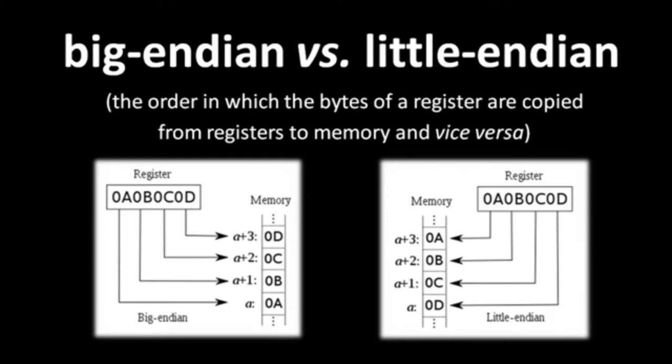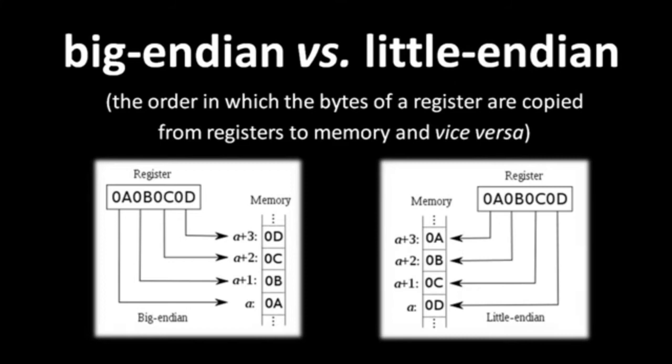As a binary number, 0A is the most significant byte, the byte representing the most significant digits. The question is, when we copy the register contents to some address n in memory, do we copy the most significant byte 0A to n, 0B to n plus 1, 0C to n plus 2, and 0D to n plus 3, or do we copy in the opposite order, copying the least significant byte 0D to n, 0C to n plus 1, 0B to n plus 2, 0A to n plus 3? A CPU that starts with the most significant byte uses the big endian scheme, and a CPU that starts with the least significant byte uses the little endian scheme.